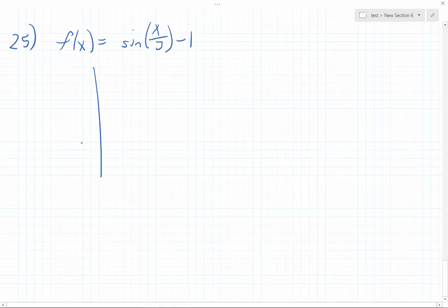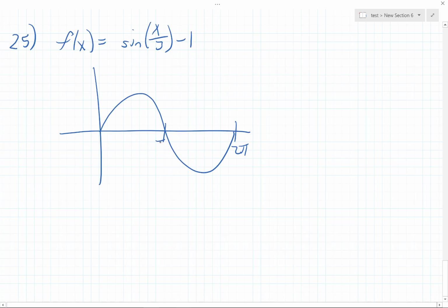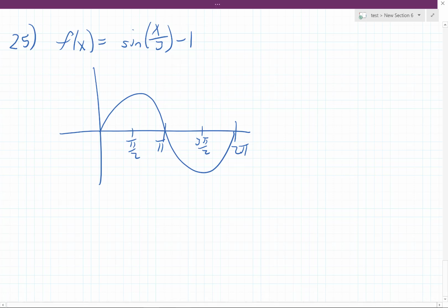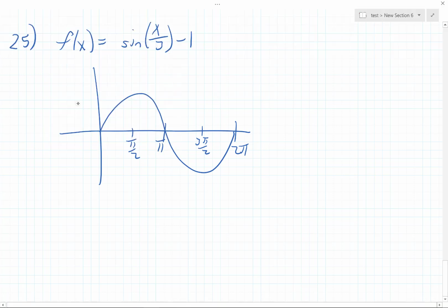Okay, so your normal sine ends at 2 pi, and this is pi, and this is pi halves, and this is 3 pi halves. And this guy, when you have that x divided by 3, it looks like the x's are being multiplied by a third, but instead we're going to divide the x values by 1/3. So we're essentially multiplying the x values by 3. So instead of ending at 2 pi, it's going to end at 6 pi.